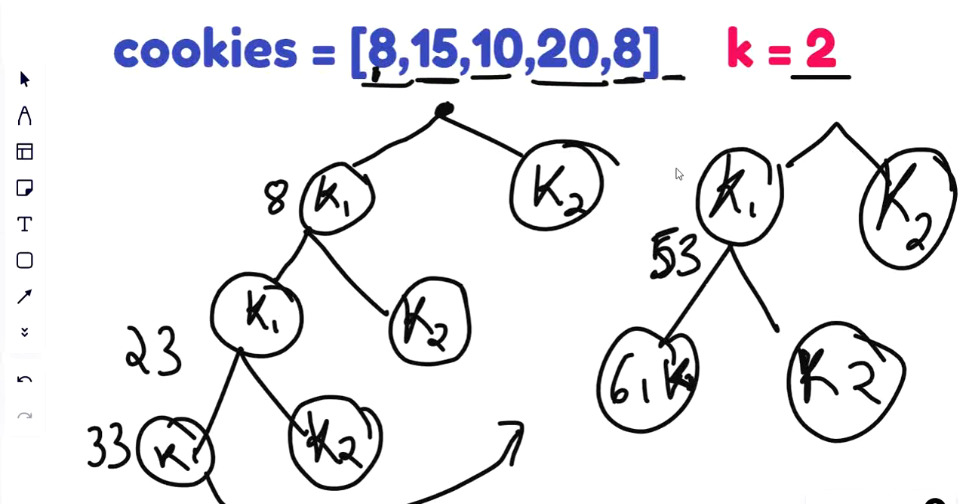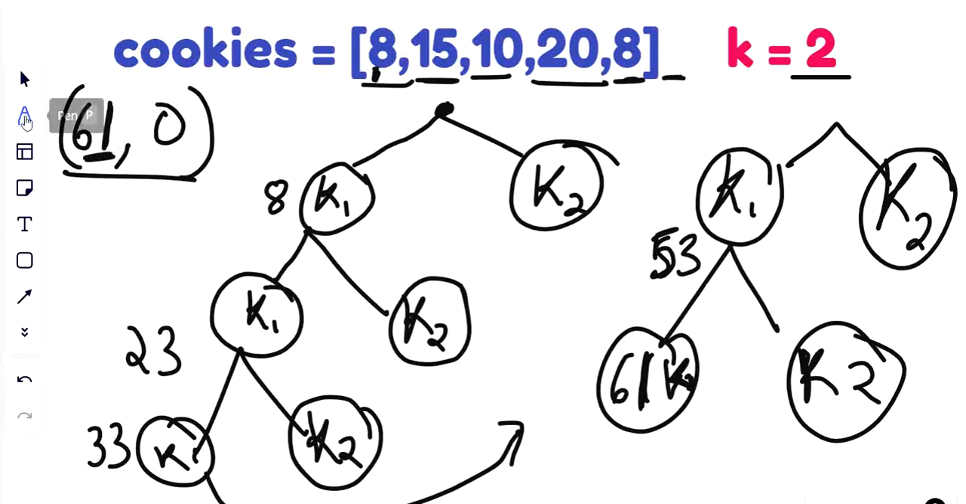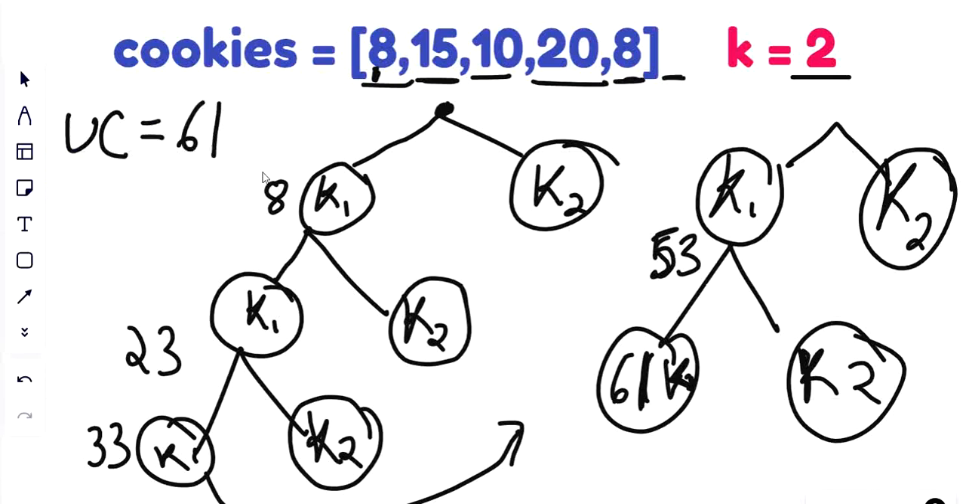Now what I can do is store the value of this distribution. So what will this distribution be? This distribution will be somewhat like this: I distributed 61 and 0. So the maximum of this distribution is the unfairness value, right? So this will be our unfairness count. Unfairness count is equivalent to 61 right now.